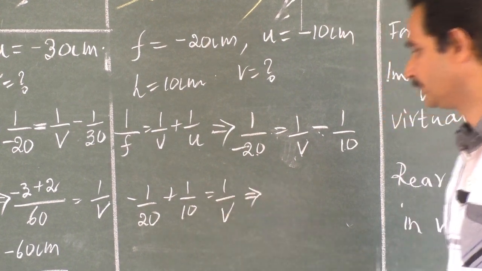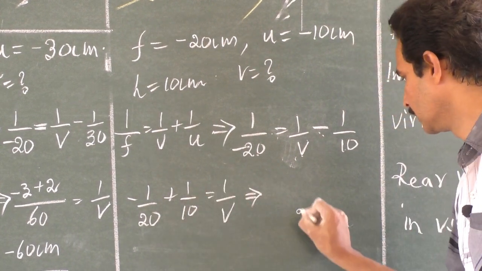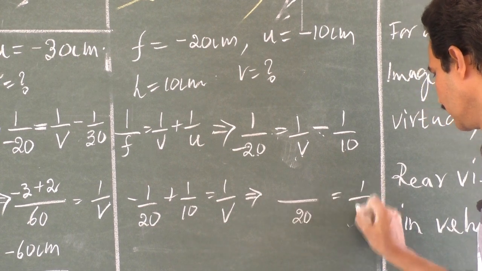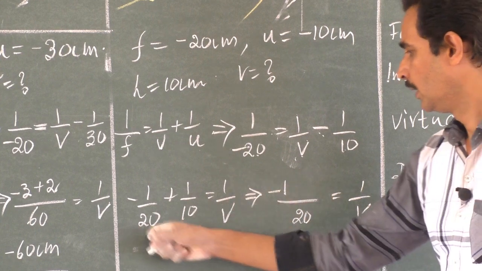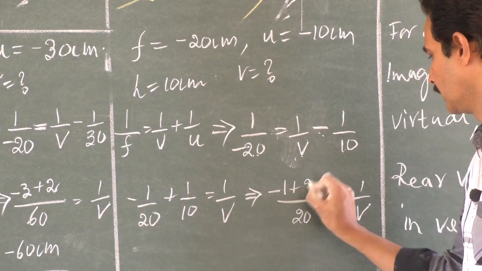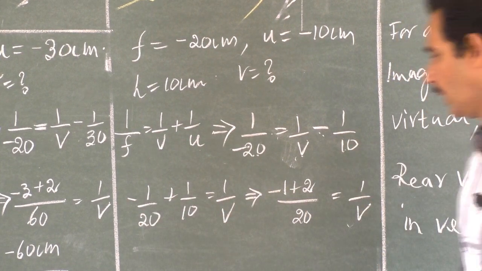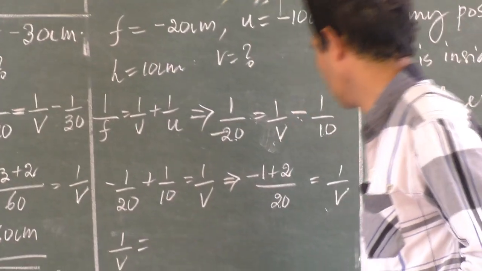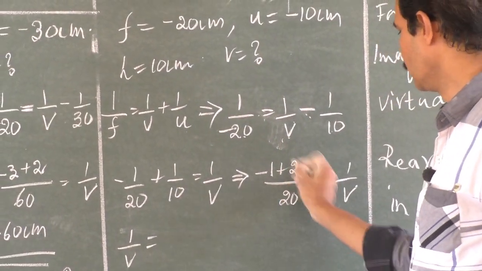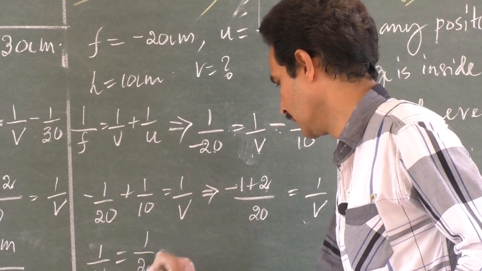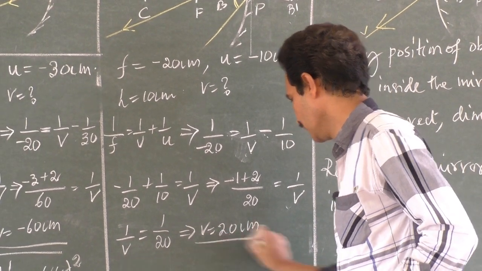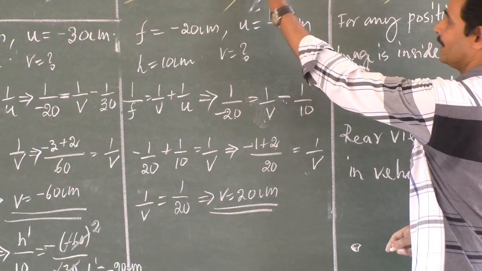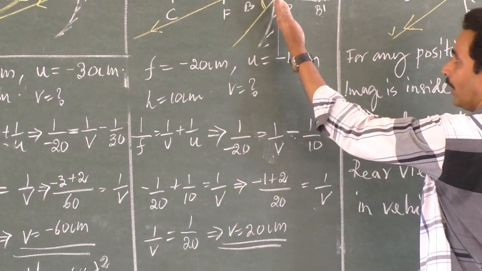That implies 20 common, and that is 1 by V. 20 common, 1s are, and 10 2s are. So what is 1 by V? 1 by V is equal to 2 minus 1 is 1, 1 by 20, so that implies V is equal to 20 centimeters. So image is formed at a distance of 20 centimeters plus on the other side.